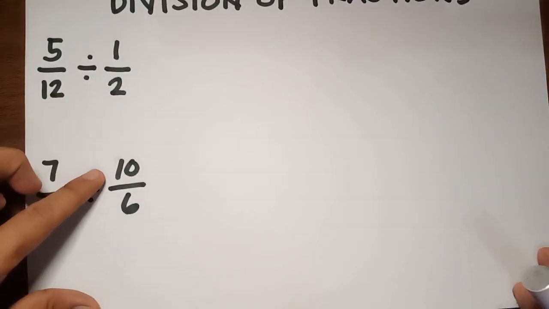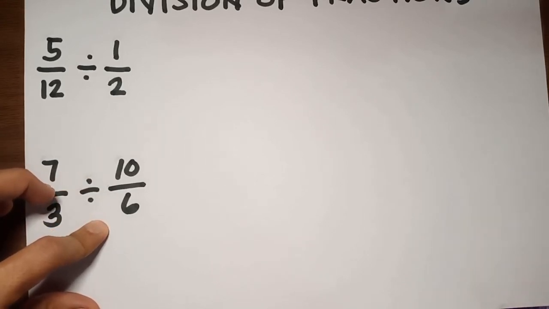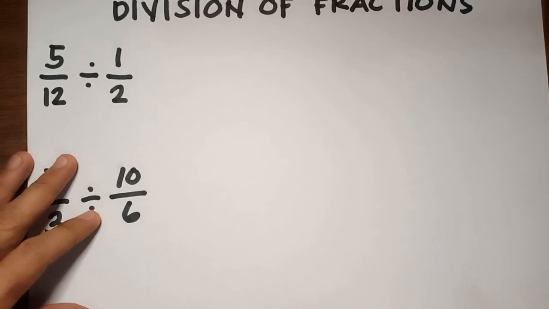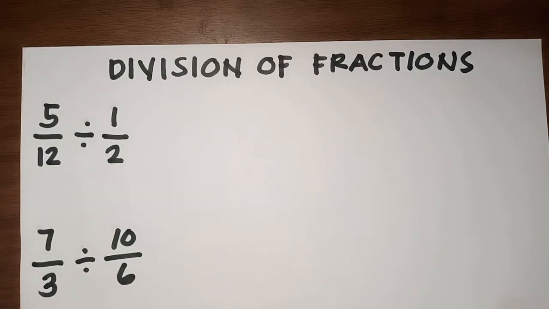How about 10 over 6? The reciprocal of 10 over 6 is 6 over 10. So we will just get the reverse of the fraction, or the inverse of the fraction. So how do we perform division of fractions? Say, for example, we will try example number 1: 5 over 12 divided by 1/2.